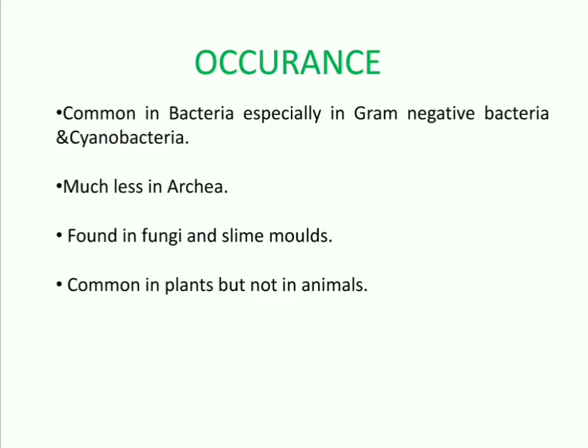They usually occur in bacteria and plants, especially in gram-negative bacteria and cyanobacteria. You know that cyanobacteria are often called algae, but they are prokaryotic and look like bacteria. This system is much less common in archaea and eukaryotes, and it is also found in fungi and slime molds. It is common in plants but not in animals, because animals possess the nervous system.